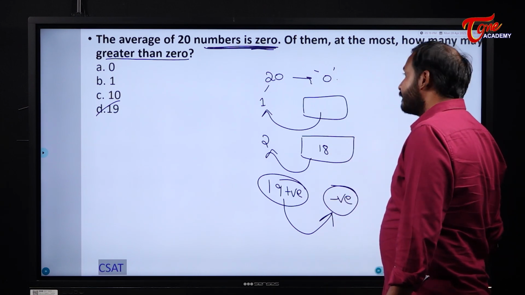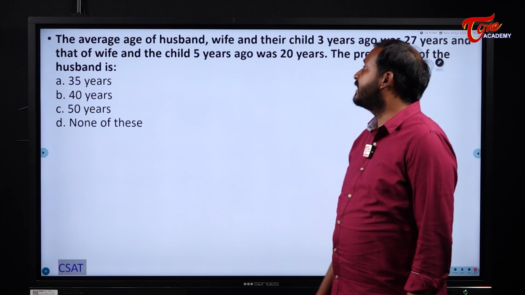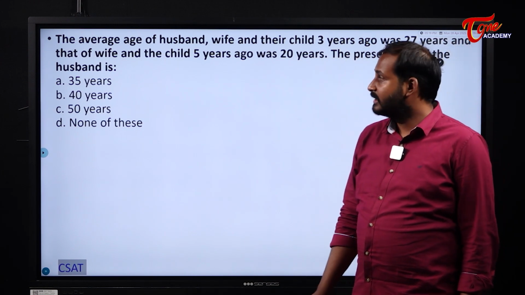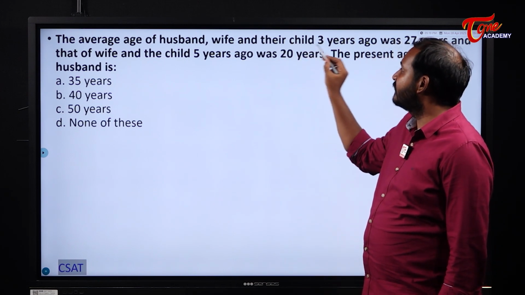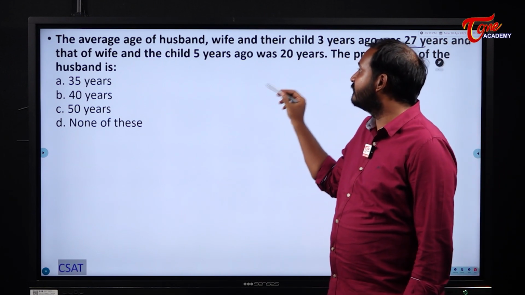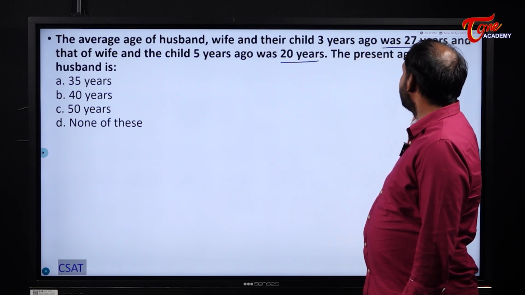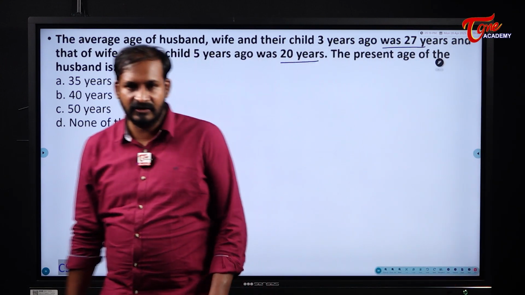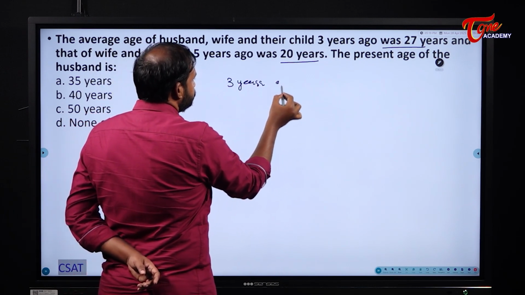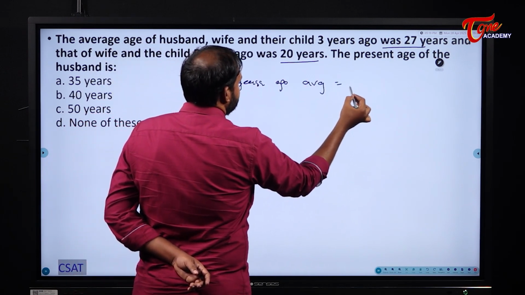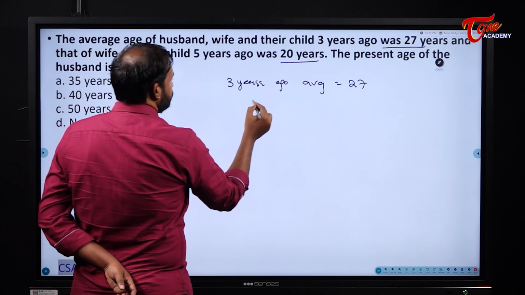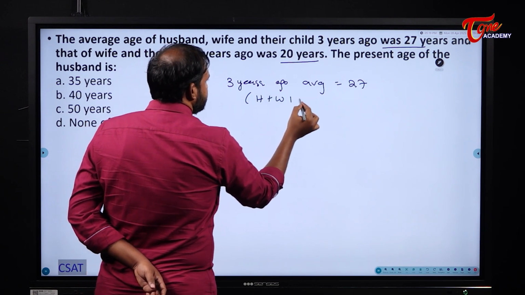Right? Next one. The average age of husband, wife and their child 3 years ago was 27 years, and that of wife and the child 5 years ago was 20 years. The present age of the husband is, that is the question. Now see here students, 3 years ago average is 27 years. Whose average? Husband, wife and their child. Husband, wife and child is 27.